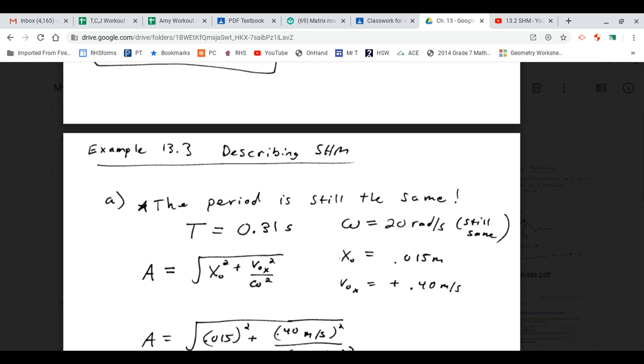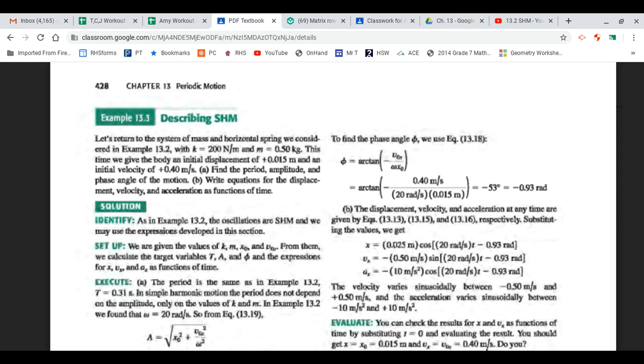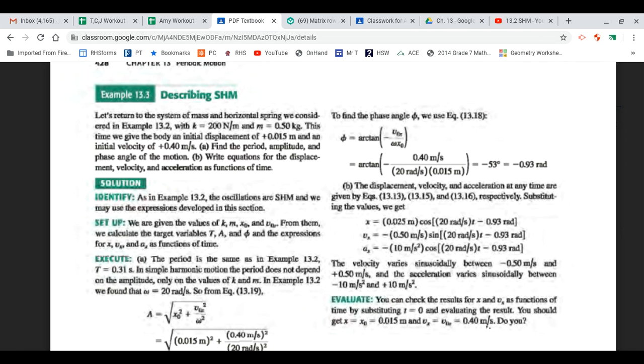So with all that in mind, let's look at example 13.3 to finish off this section. So I'm going to flip to the textbook. This is on page 428 of the PDF version of your textbooks. All right, so it says, let's return to the system of mass and horizontal spring we considered in example 13.2. So that's the last example we did earlier in the section on the prior video.